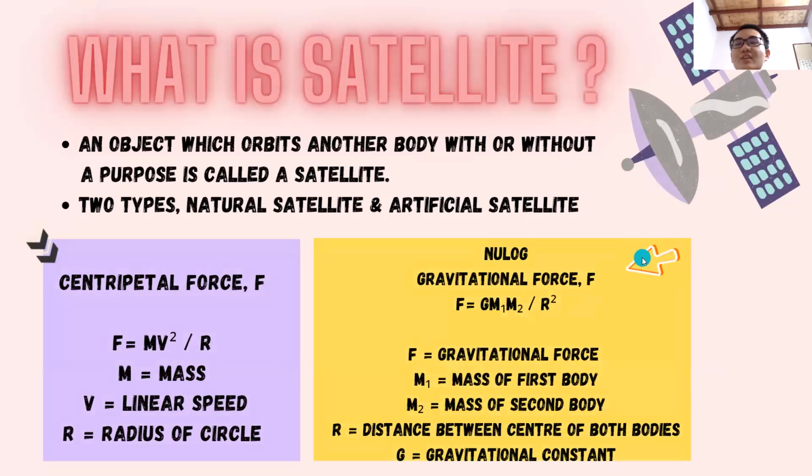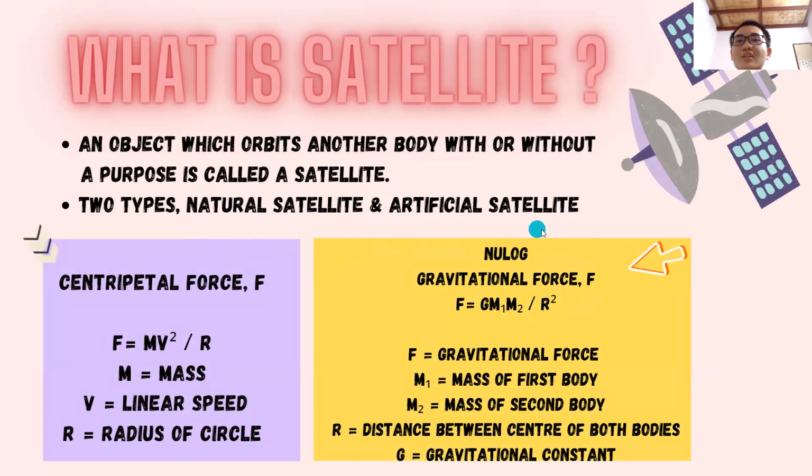So first, what is a satellite? A satellite is an object which orbits another body, with or without a purpose. There are 2 types of satellite, which are natural satellite and artificial satellite. The well-known natural satellite is the Moon. We call the Moon a satellite because it orbits around a body, which is our Earth.